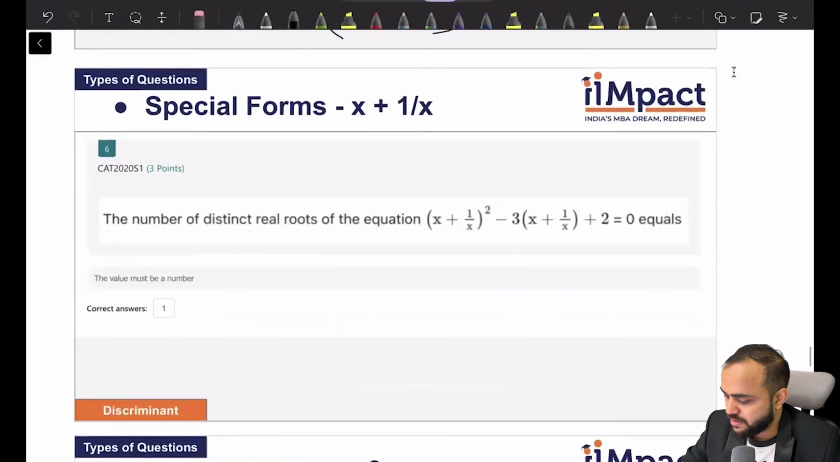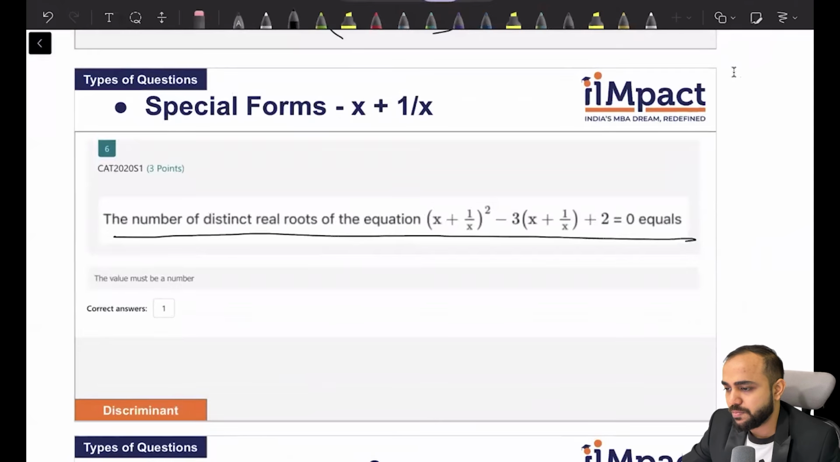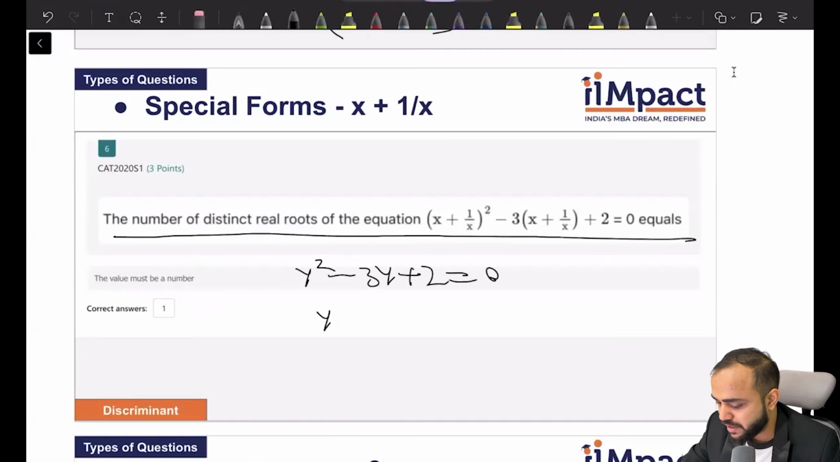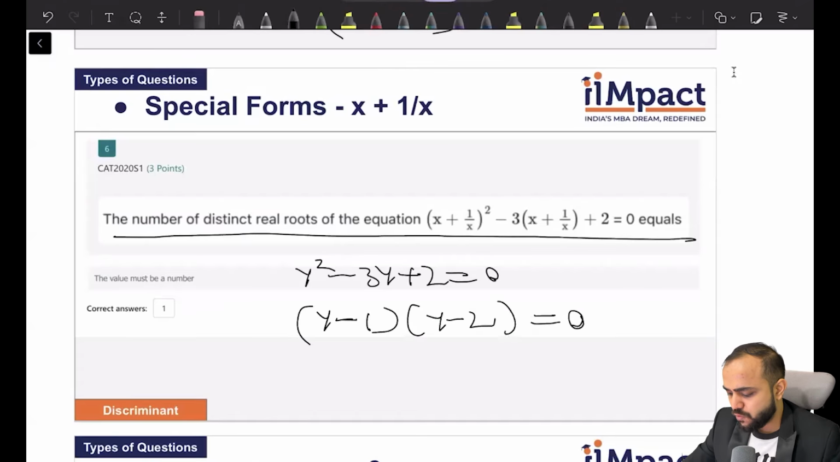The second one is this: the number of distinct real roots of the equation x plus 1 by x whole squared minus 3 times x plus 1 by x plus 2 is equal to 0. I'll take it as y. Y square minus 3y plus 2 is equal to 0. This is factorizable as y minus 1 into y minus 2 is equal to 0. What a simple question, CAT. Thank you. I will mark 2 as my answer.